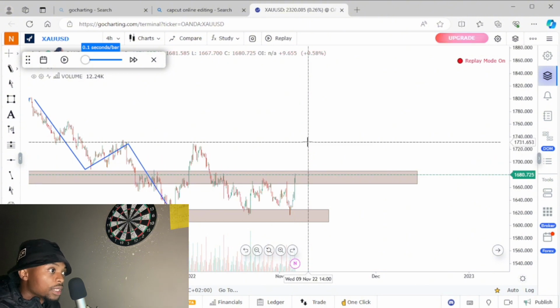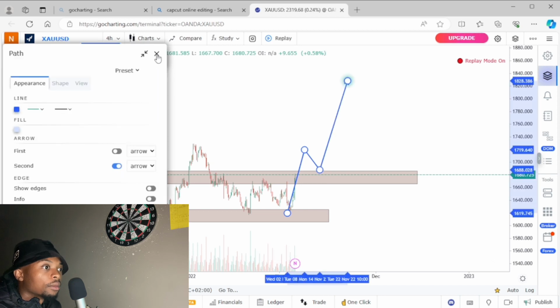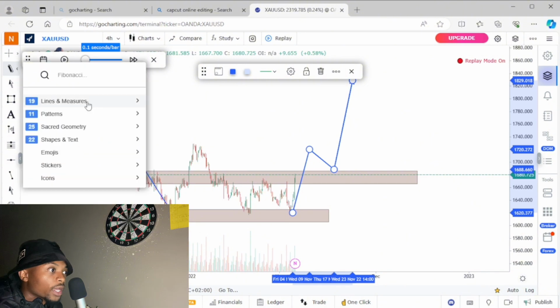The second confirmation would be the price breaking above the structure right here, retesting, and then the third confirmation would be price giving us a strong bullish candle, and then continuing to the upside, right? So we'd basically be waiting for that move, and then we'd know, okay, we can go ahead and just apply our long setup.